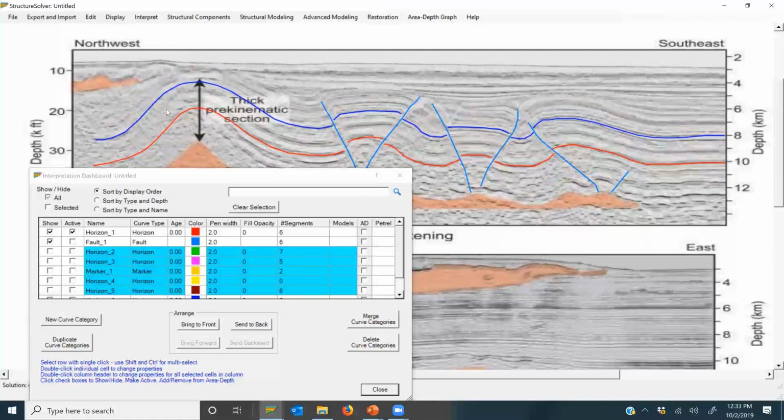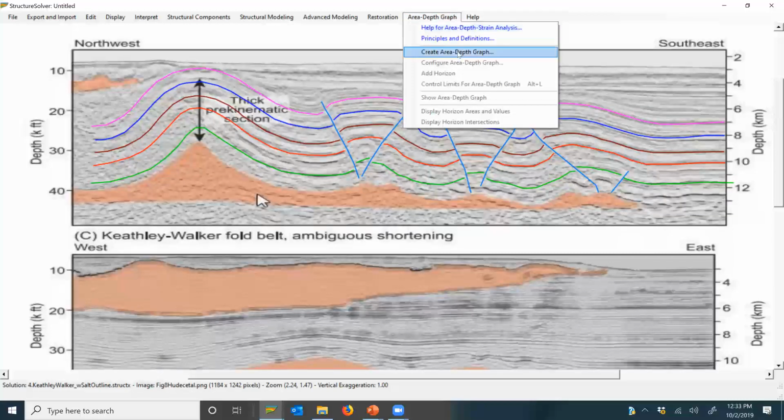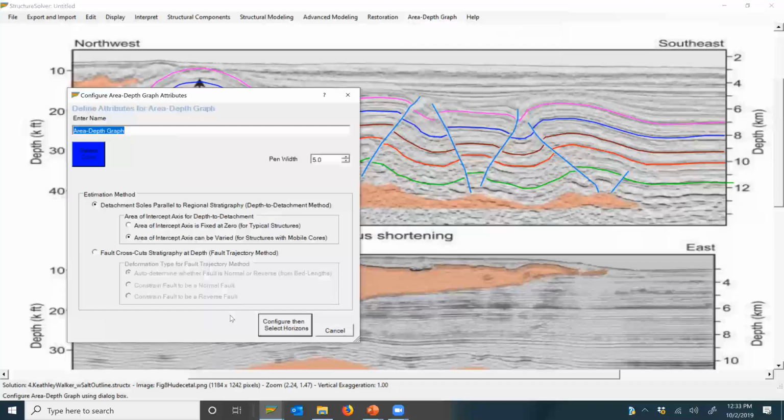So you can see that, this is our interpretation. You can see that the image gets wiped out underneath this salt tongue, but by using flexural slip, we can essentially project the rest of that fold limb into the limb where the imaging isn't as good. And so we can actually create an area depth graph for an entire fold train. So it's just a matter of adding those horizons.